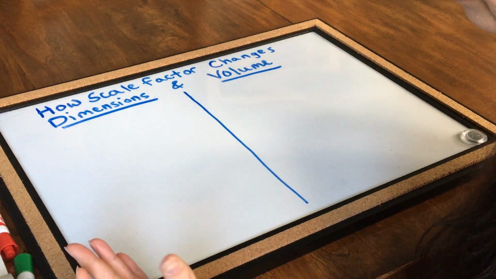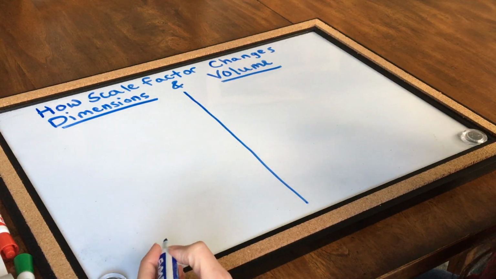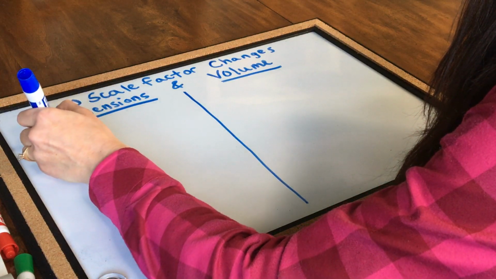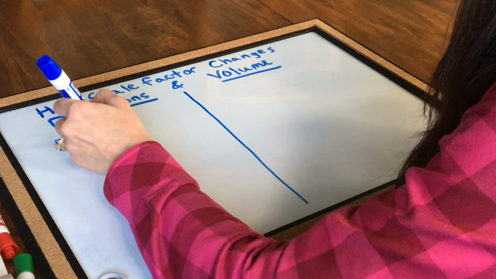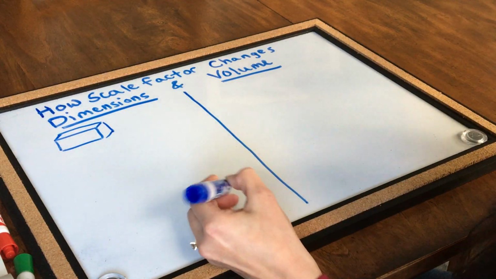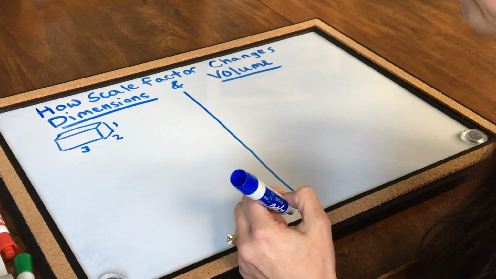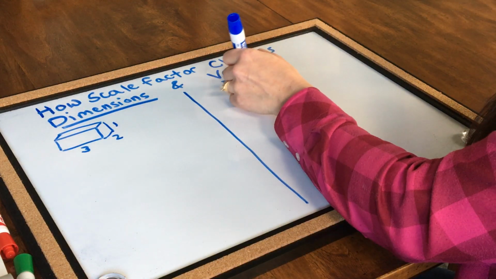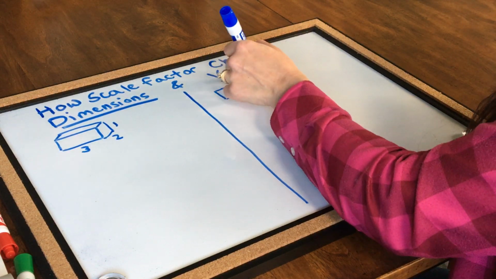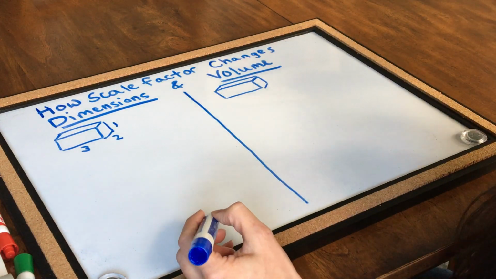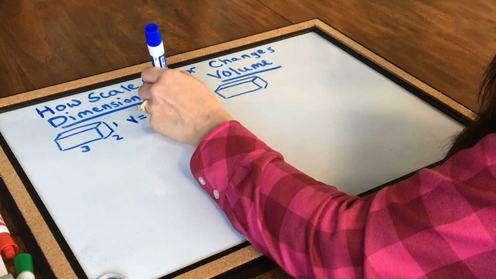Okay, so here's what we're going to start with. For both cases, we're going to start with a very simple box that is called a 1, 2, 3 box. So I'm going to draw this guy in. It's called a 1, 2, 3 because its dimensions are 1, 2, and 3. So in both cases, my little 1, 2, 3 box is going to have a volume of 6 cubic units. Okay, so we're starting with a volume of 6 cubic units.